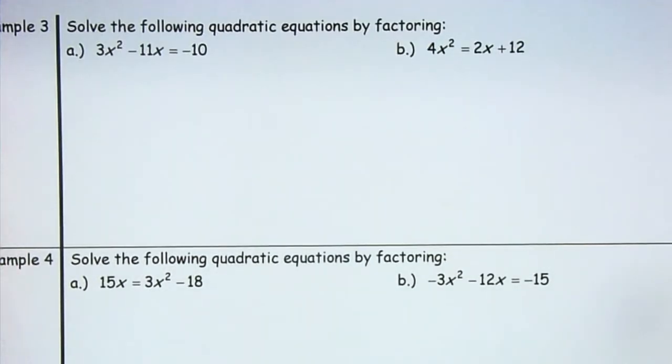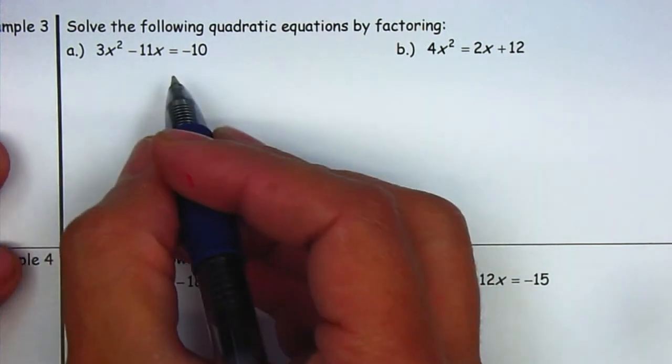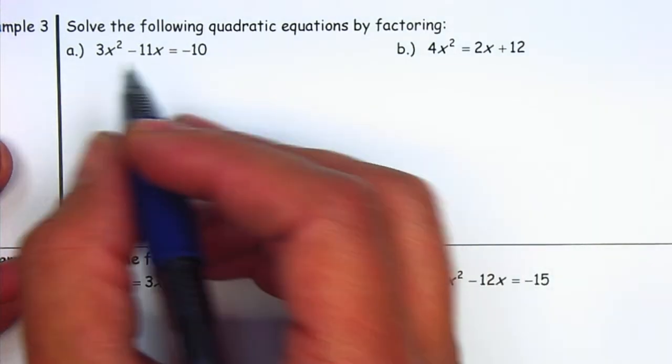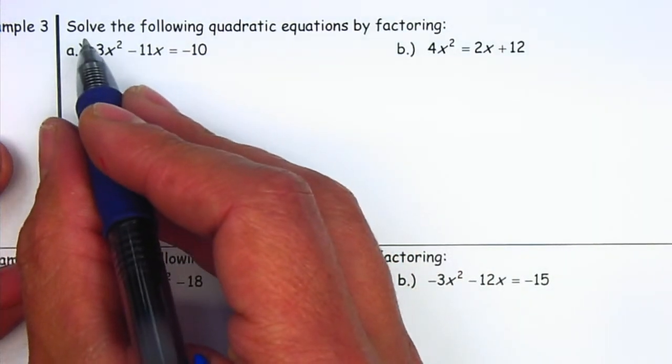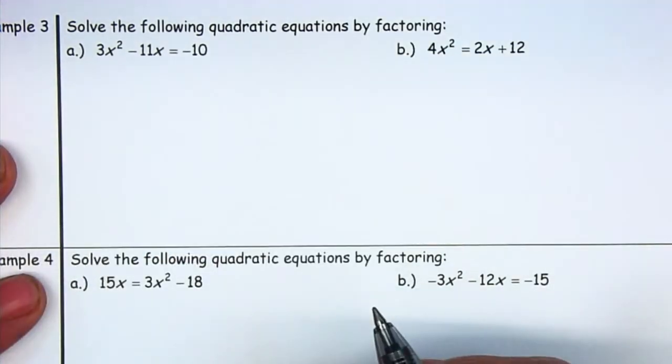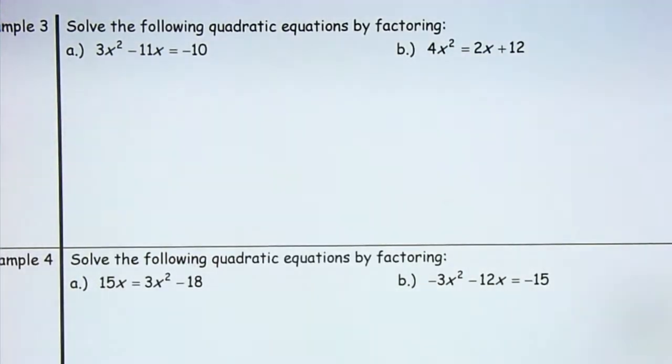It says solve the following quadratic equations by factoring. Notice that it's in a different format. There's no more y, but we're going to go through the same process. Now we're going to solve it. We're no longer graphing it, so they're not called zeros or x-intercepts or roots. We're just going to solve it.